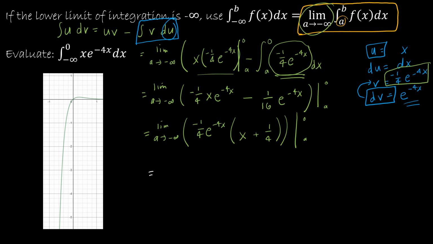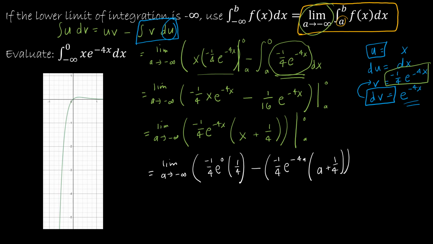So now I'm going to actually, again, keep writing the limit as a approaches negative infinity. I'm going to plug in 0. So I get negative 1/4 e to the 0, right, of 0 plus 1/4. And then I get minus, plugging in a, negative 1/4 e to the negative 4a, and then a plus 1/4.